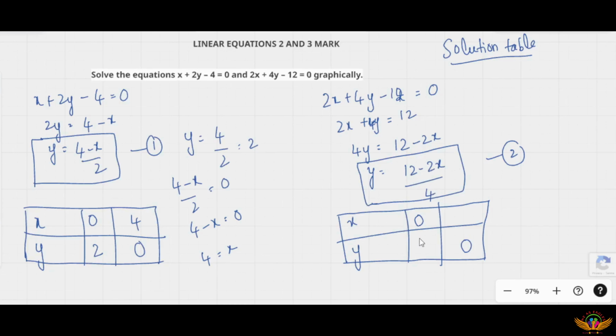12 minus 0 by 4, 3. Now put y 0. 12 minus 2x equal to 0. So 12 is equal to 2x and x equal to 6. See, we got both solution tables very quickly, very easily.